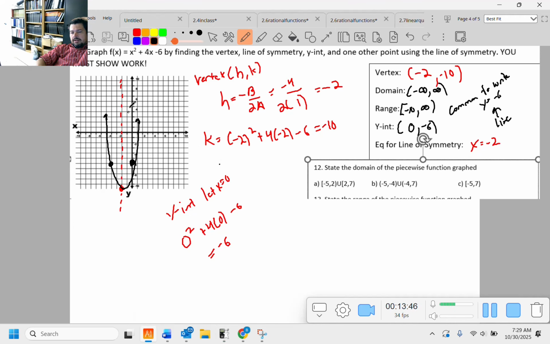Then I drew in the line of symmetry, and the equation for that is x equals negative 2. It's a vertical line. It has an x value of negative 2. And then we found the y-intercept. To find a y-intercept, you let x be 0. So 0 squared plus 4 times 0 is still 0. Take away 6, you get negative 6. And now I'm about ready to start over.